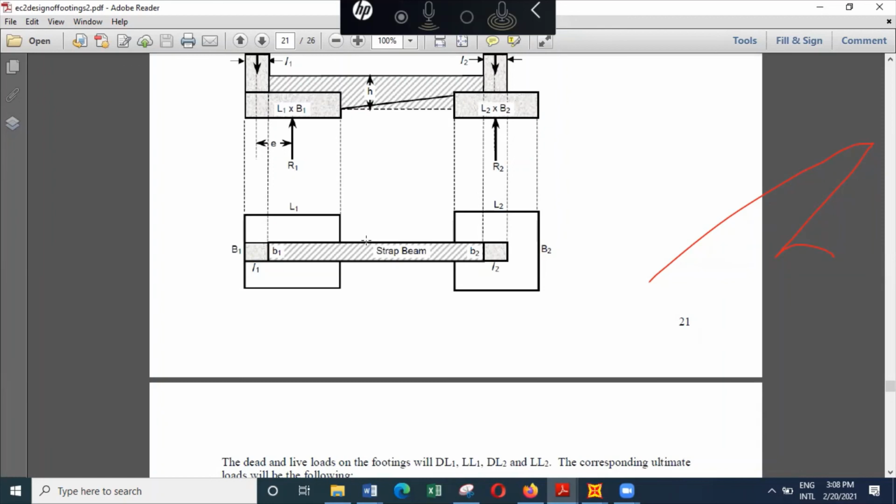So you have to look at the total force system, because we have a force system acting in the upward direction. In addition to that, we get a bending moment transfer through the strap beam, and that is due to preventing the rotation of the footing.